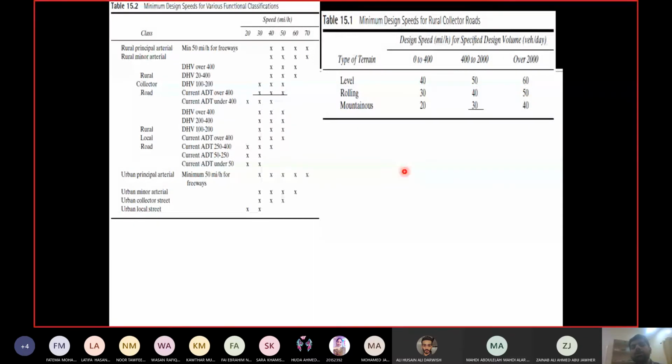If you increase the speed, then you have to make the gradient and road width and everything according to the higher speed, which will be difficult. Construction is difficult in mountainous areas. So I will go for the lower range, which is 30 miles per hour. So design speed is 30 miles per hour. Then lane width and shoulder width.